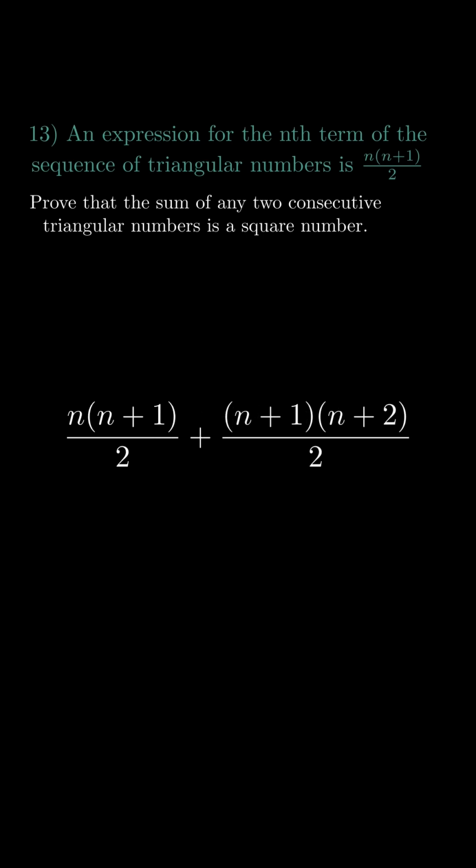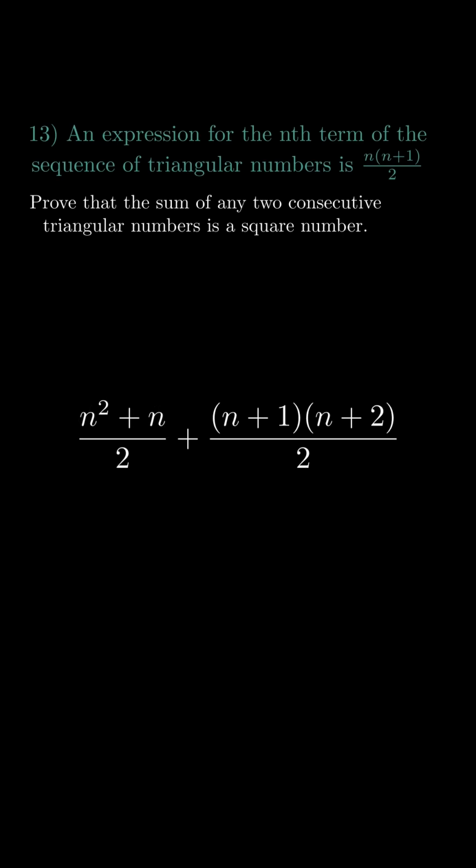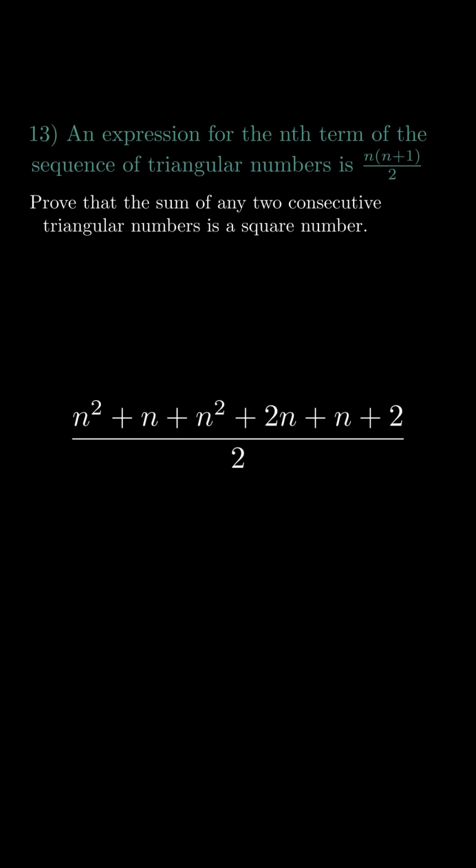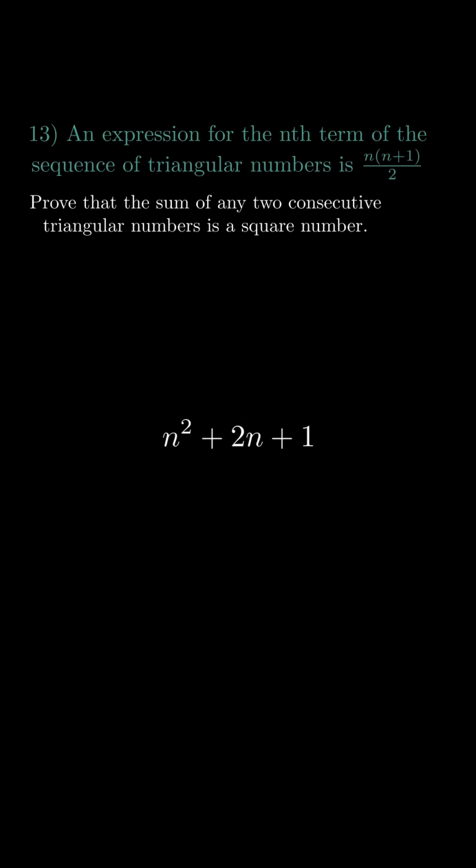We'll continue to expand the brackets. N times n plus 1 becomes n squared plus n. Then we expand n plus 1 times n plus 2 becomes n squared plus 2n plus n plus 2. Now we put it all together into a single fraction, regroup all the n squared terms, then all the n terms together, and we get 2n squared plus 4n plus 2 over 2. We simplify the 2, and it becomes n squared plus 2n plus 1, which factorizes to n plus 1 all of that squared, which is a square number.